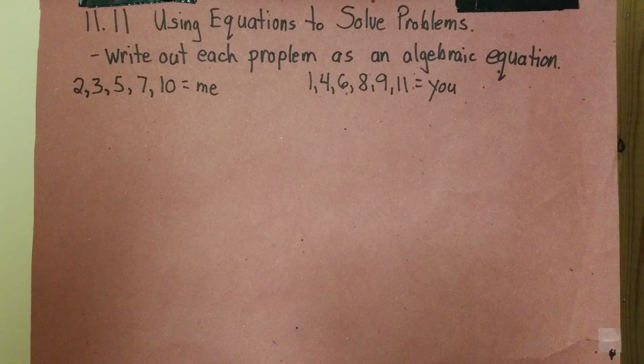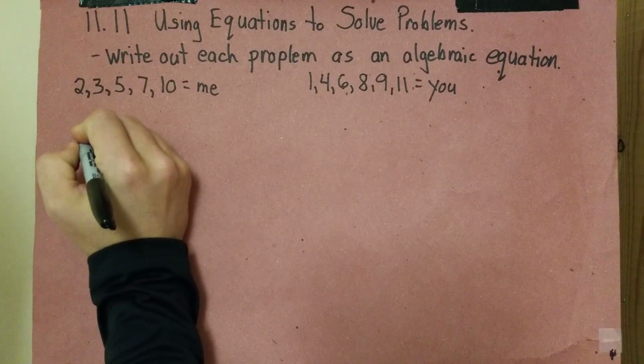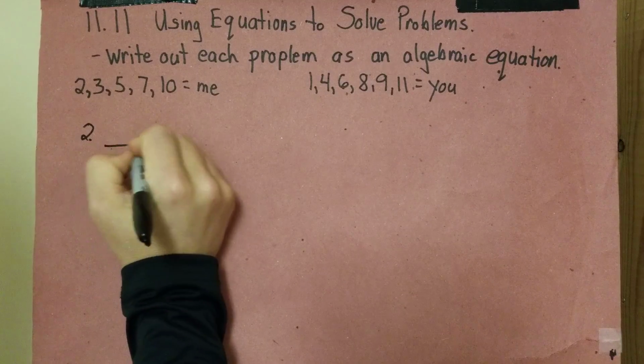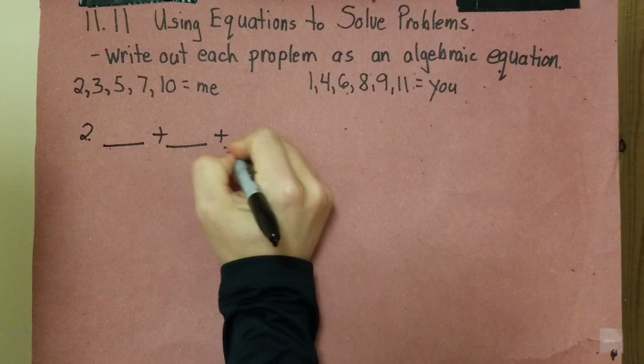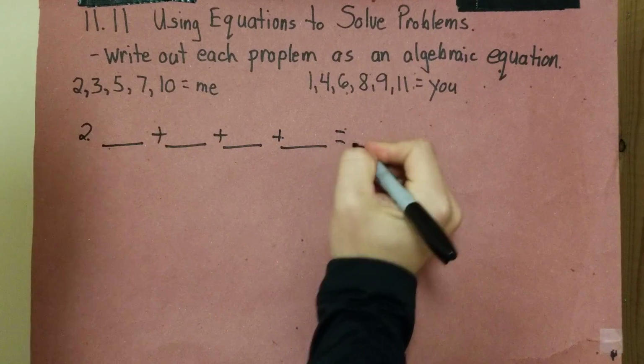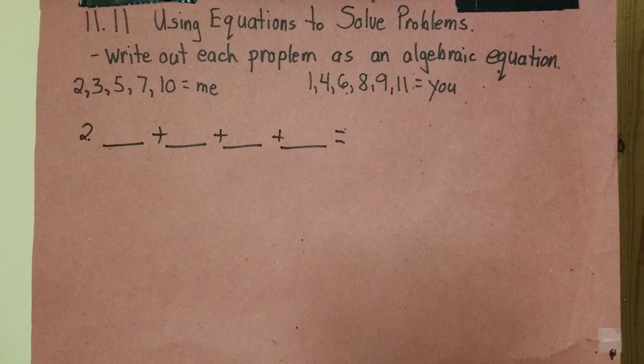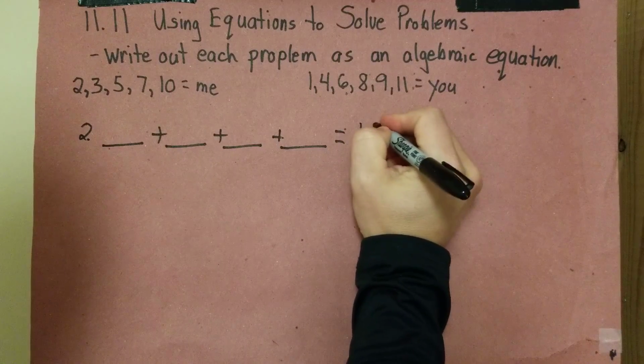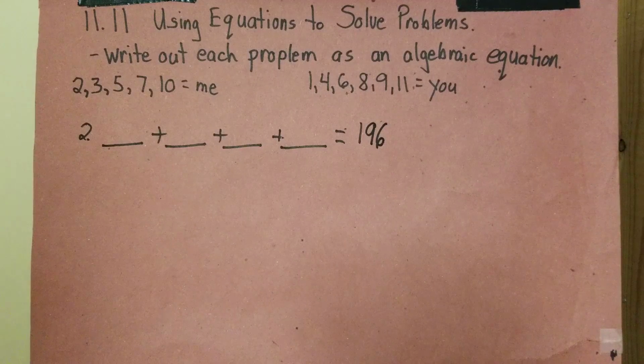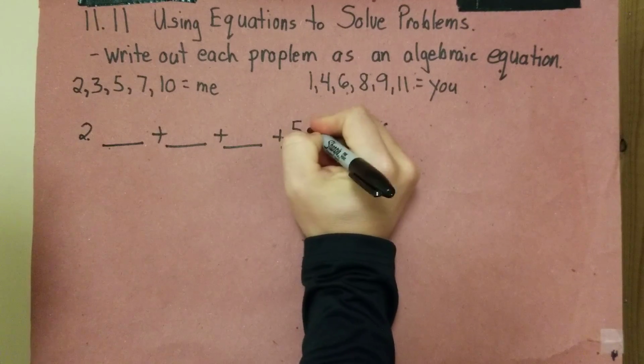So she's reading a book for 4 days, and there's 196 pages. So this is question 2. So she's reading day 1 plus day 2 plus day 3 plus day 4 equals 196. So that's my algebraic equation. That's at least the beginning of it. So now I need to fill in those blanks. It says that she finished by reading 52 pages. So we know that this one is 52.